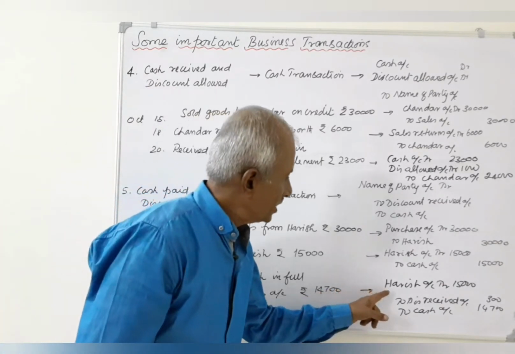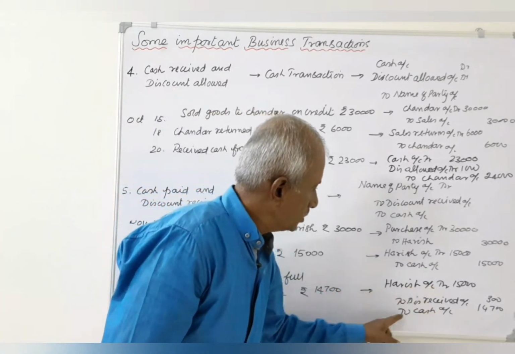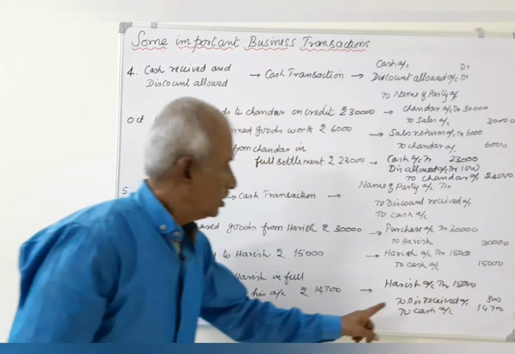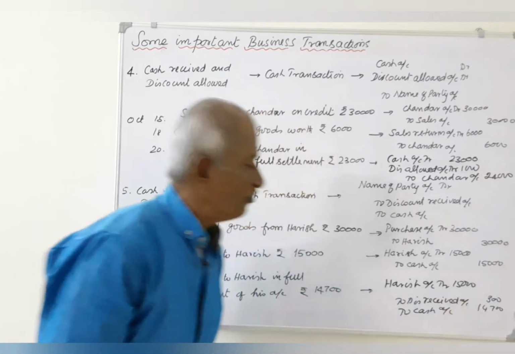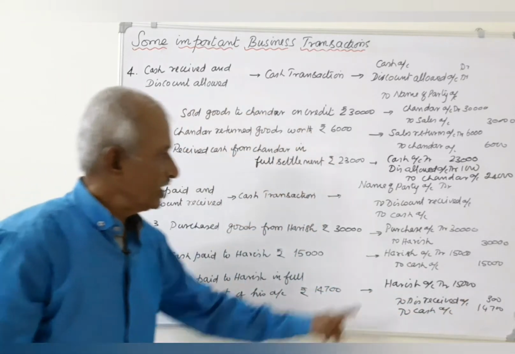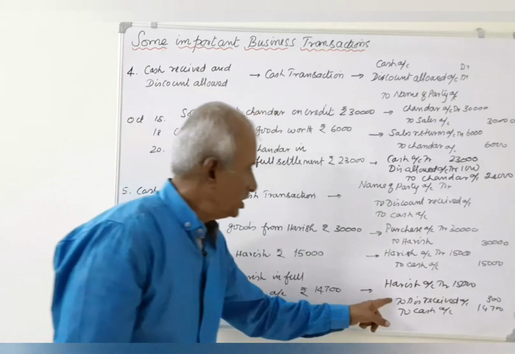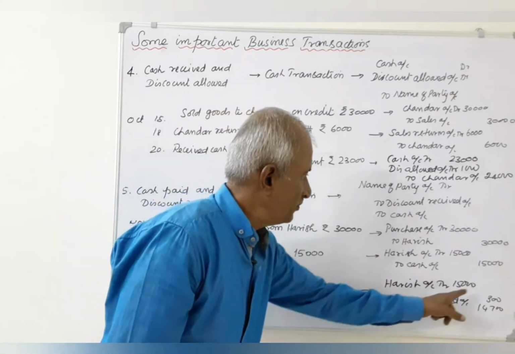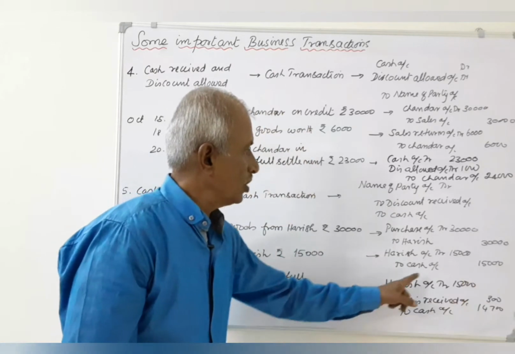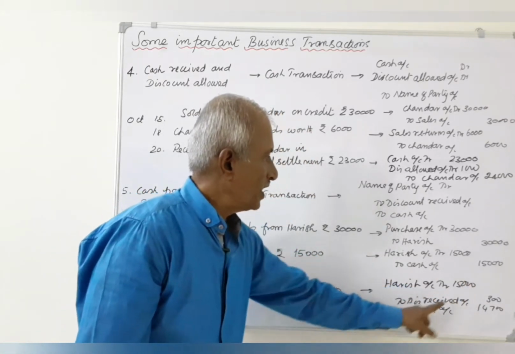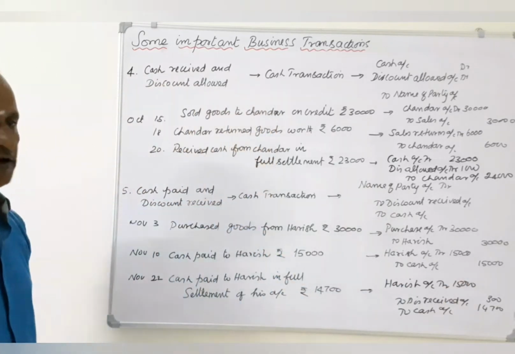So it is a payment entry. Harish account debtor to cash. Harish account debtor 15,000, to cash actual payment made 14,700, and the remaining is discount. Since it is an income, it is credited to discount received account 300. So Harish account debtor 15,000 to discount received account 300 to cash account 14,700.